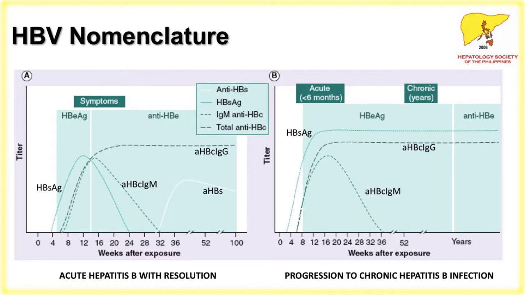Within 6 months, resolution of the infection would mean loss of the surface antigen and appearance of the surface antibody, conversion of the IgM core to IgG core antibody, and conversion of the envelope antigen to envelope antibody. After 6 months, the presence of the surface antigen and absence of the surface antibody would now mean that the infection is chronic. Here, presence of the envelope antigen may be longer before converting to envelope antibody.